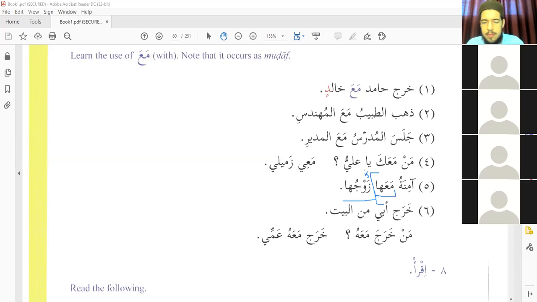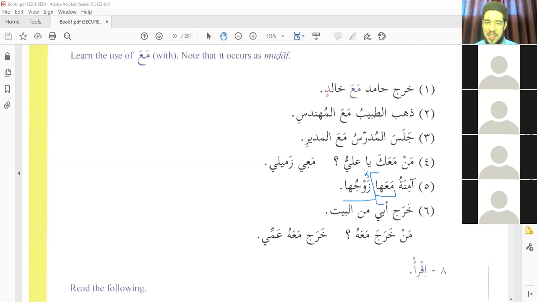Is what we're saying that Aminatu ma'aha zawjuha. I see the shubha, the doubt. I know you say we shouldn't do this, but I guess I'm doing it. In English, the subject is the husband, right? Does this translate to Amina's with her husband, or does it translate to Amina's husband is with her? We have to say with her, right? So Amina's husband is the subject. Amina is with her, or Amina, her husband is with her.